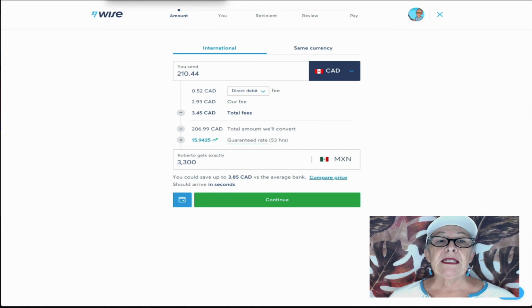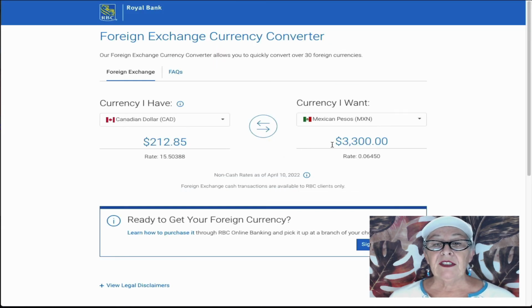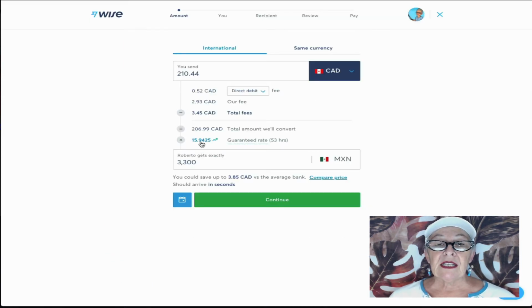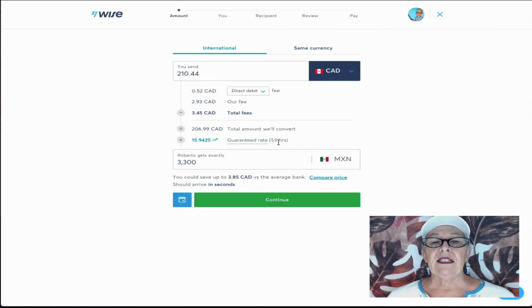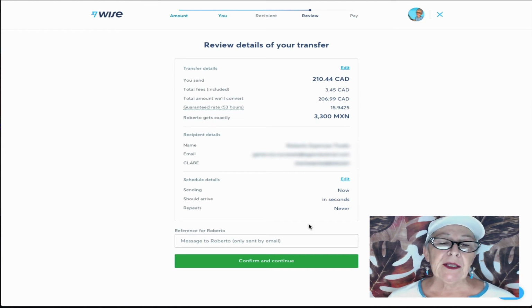If I go to RBC's website here and convert that same amount of pesos, you can see that it's 15.5, which is a lot lower than this. So through the banks directly, you're getting a lot less bang for your buck. So you get a better exchange rate, you're saving on the fees. All right, so let's continue now. It's running a little slow. Maybe everybody's paying the bills.